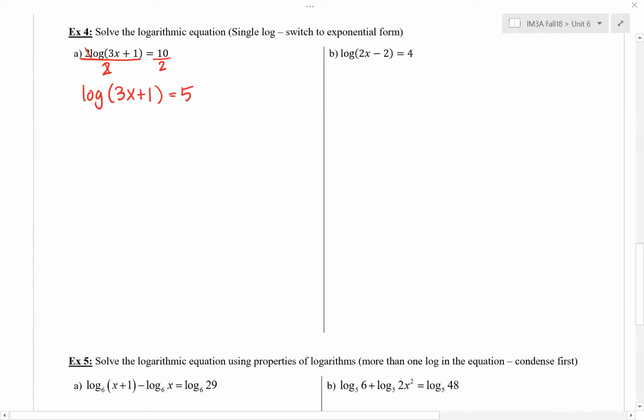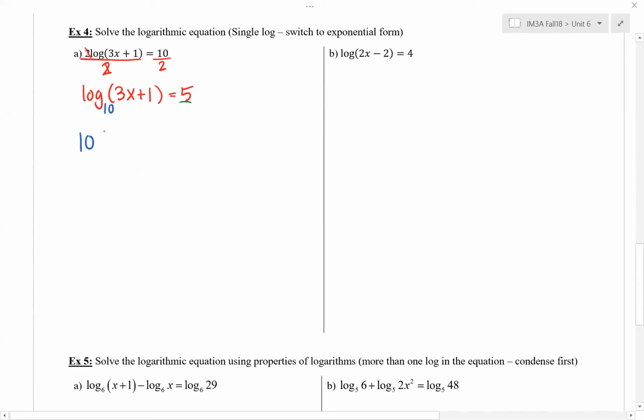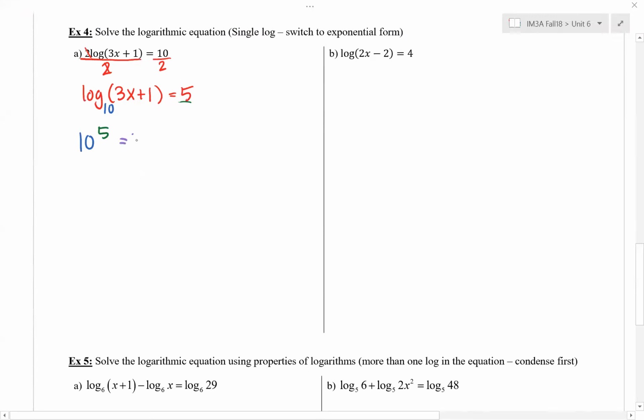And so the big idea here is that we want to switch it to exponential form. So what we need to know is the base of the log. Remember that if there's no base showing, it's really a base of 10. So we're going to rewrite this as a base of 10 raised to the 5th power is equal to 3x plus 1. Okay, so we've got 10 to the 5th equals 3x plus 1, which is equivalent to log base 10 of 3x plus 1 equals 5. And so now we have a problem that we can solve.